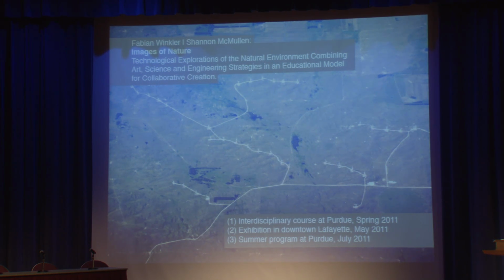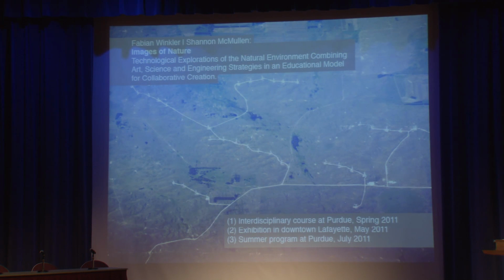It is set up in 3 parts, the first part being an interdisciplinary course at Purdue, which will start in the spring 2011, so after everybody comes back from winter break, which tries to bring together students from different academic disciplines at Purdue, mainly the arts and humanities, the sciences, and also engineering and technology, to work collaboratively on projects that will result in artifacts, as we call them, that respond to the challenges of our changing natural environment, climate change, global warming, energy consumption, to name only a few, which will then be exhibited, and this is part 2 of the project, in an exhibition in downtown Lafayette in May 2011.